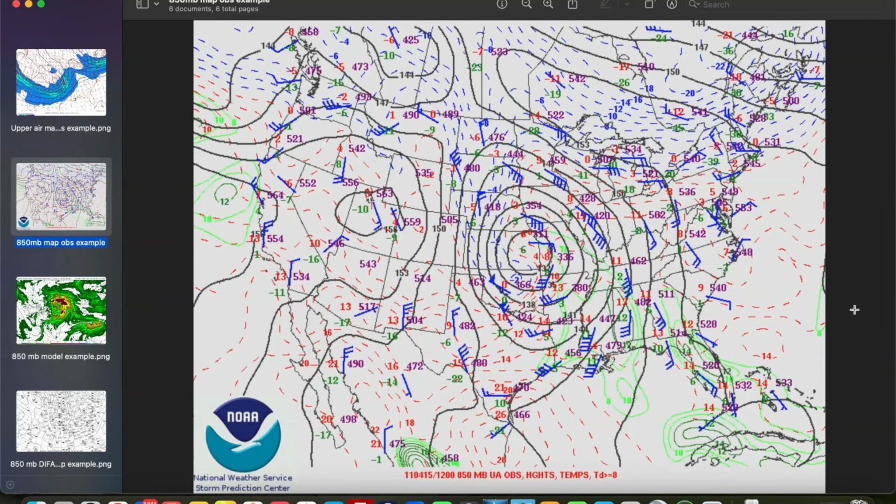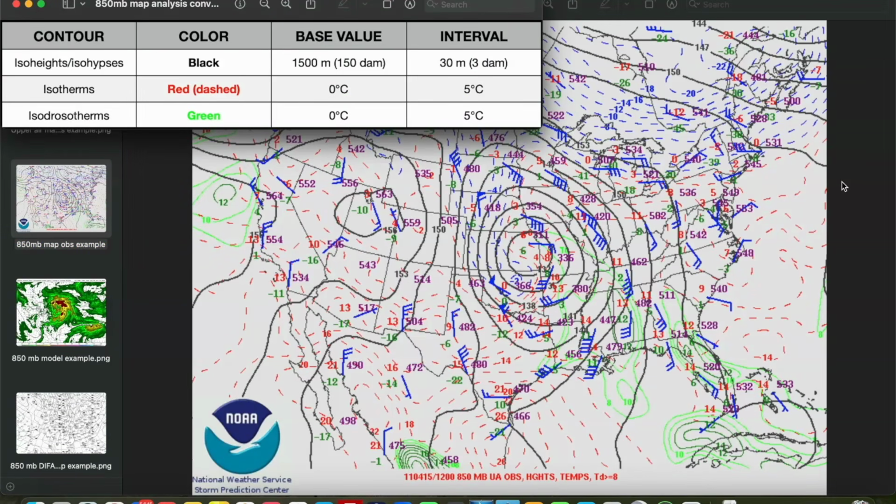The 850 millibar level generally exists at about 4 to 5,000 feet, or just over 1 kilometer above mean sea level. Depending on the location, the 850 millibar level may actually be underground. This occurs in a lot of high altitude locations, such as a place like Denver.